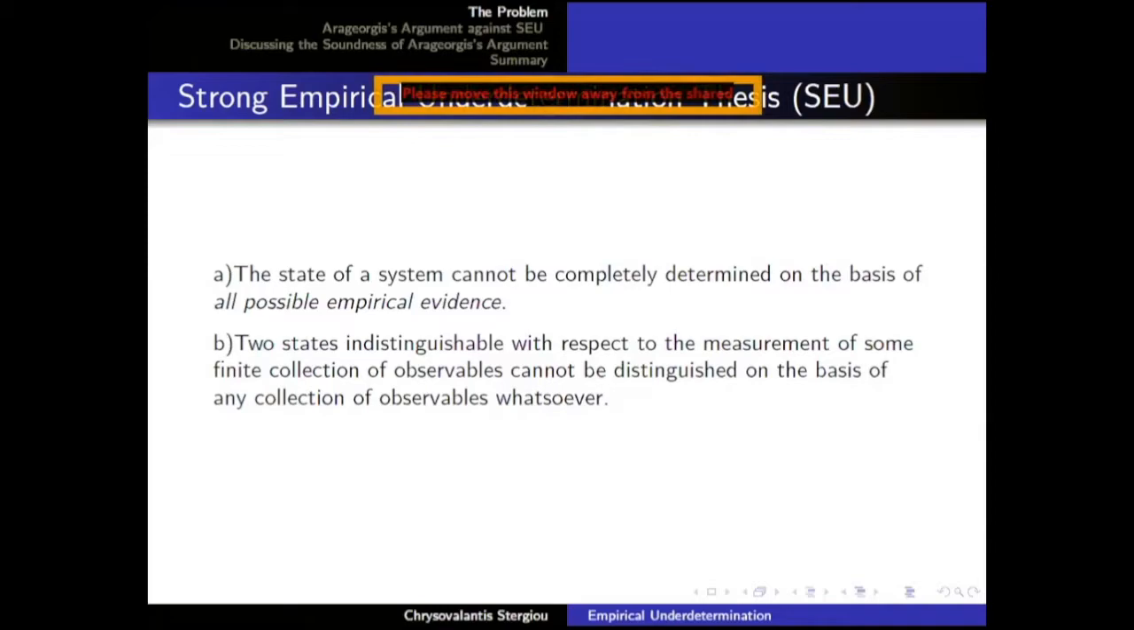Now, in the formulation of this strong empirical underdetermination thesis, we find the basis of at least one criticism raised by Arageorgis against algebraic imperialism. So we need something more to establish algebraic imperialism. If we don't have it, then we cannot establish algebraic imperialism. Just the inductive empirical underdetermination thesis and Fell's theorem and a restriction to a neighborhood of the weak star topology in the state space is not sufficient.